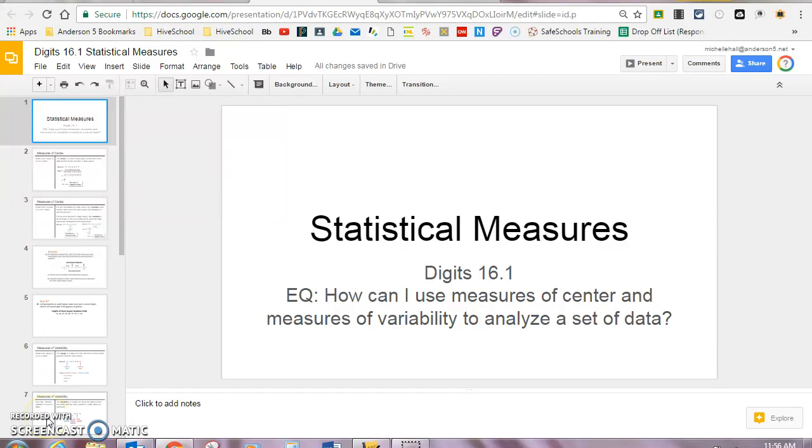All right, today we're going to continue working on our unit on statistics, and today's lesson goes with digit 16.1. The title is Statistical Measures. In your table of contents, add the title of your lesson, Statistical Measures, and then on the next clean sheet of notebook paper, the title, Statistical Measures, and then our EQ for today. How can I use measures of center and measures of variability to analyze a set of data?